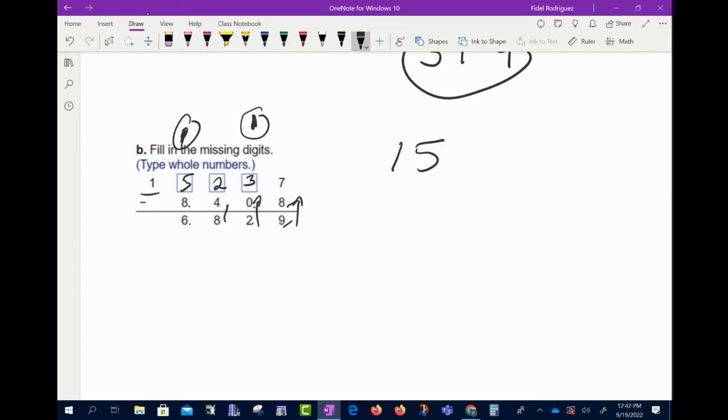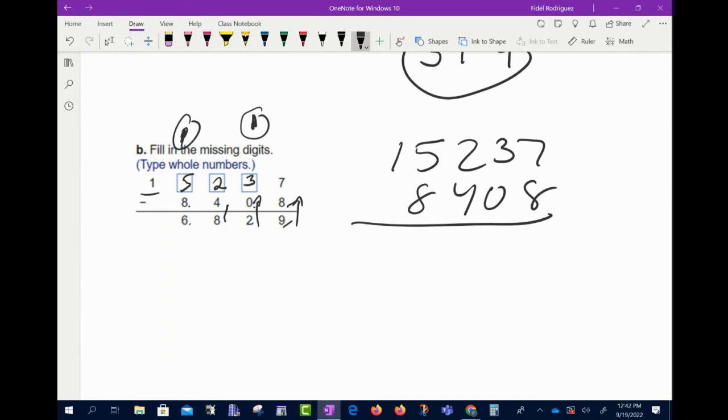So again, we ended up with 15,237, and we have 8408. And we're going to subtract, and we're going to check to see if we end up with 6829. Okay, so let's go ahead and do that. So look, I'm going to borrow 1 from here. I'm going to make that a 2. 17 minus 8 is 9. 2 minus 0 is 2. Okay. I can't take away 4 from 2, so I'm going to borrow 1 from here. 12 minus 4 is 8. And 14 minus 8 is 6. And there's my answer, 6829. So again, we're able to fill in those missing blanks, right?